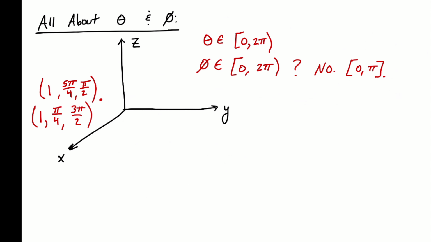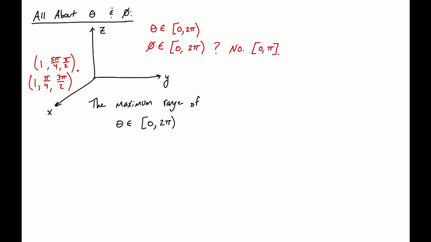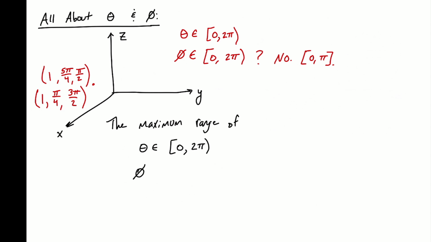So the important takeaway here is that the maximum range of theta is 0 to 2 pi, and I'll go ahead and put that on there. And phi, its maximum range is 0 to pi. I'm not going to put a parenthesis on the bracket on pi here because pi and 0 do not represent the same thing. So, all right, that's the takeaway here.